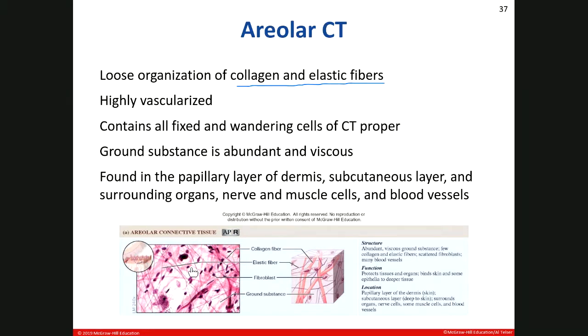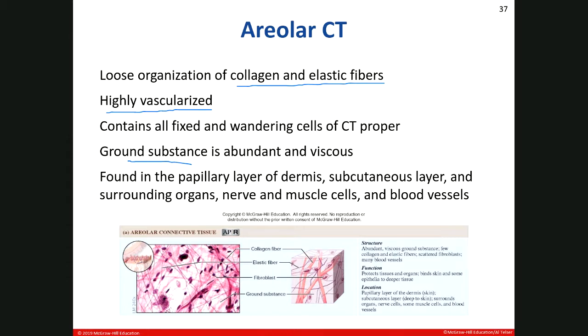So there's a lot of space in this type of connective tissue, and your body likes to put blood vessels where there's a lot of space. So that's why areolar connective tissue is highly vascularized. It'll have a lot of blood vessels there. So we see an abundant amount of ground substance. We're going to find this type of connective tissue in one of the layers of our skin.